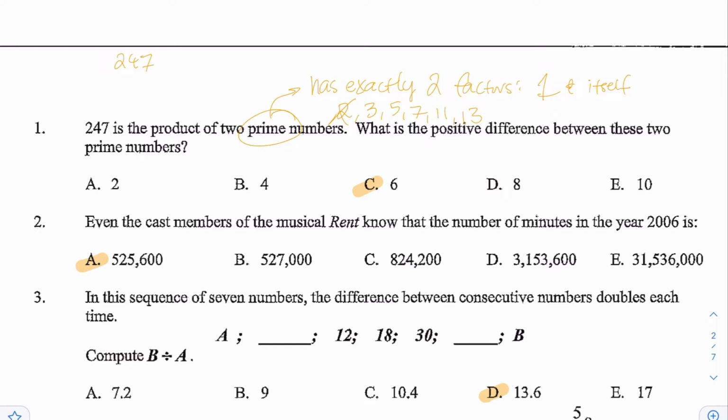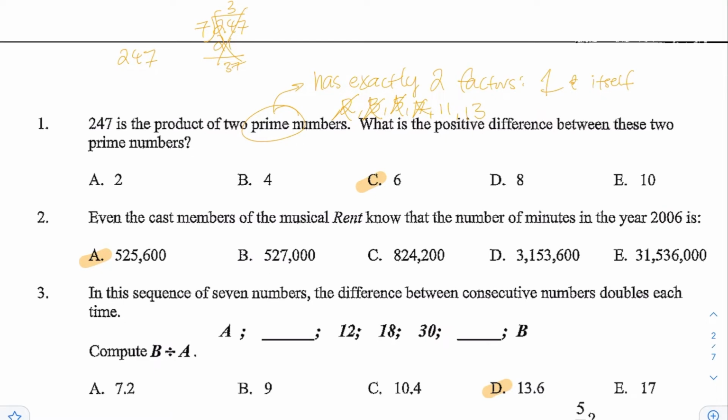And it's not a multiple of 3. If you add 2 plus 4 plus 7, you get 13, and that's not a multiple of 3. The sum of the digits isn't a multiple of 3. It's not a multiple of 5. You can try to see if it's divisible by 7, and it's not. You can also try 11, and it isn't. And then you can try 13.